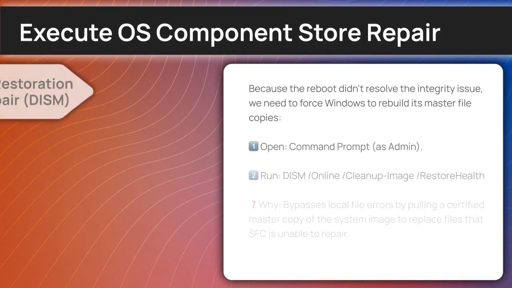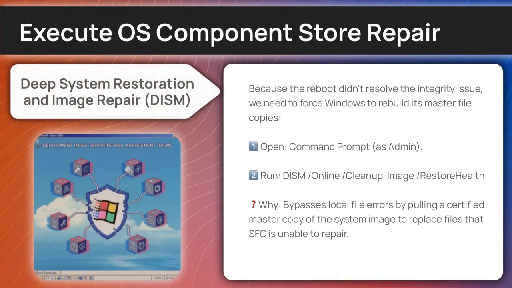Restart unsuccessful? No problem. Let's jump straight into step 3. Remember to pause the video if you need to double-check your inputs. Because the reboot didn't resolve the integrity issue, we need to force Windows to rebuild its master file copies. First, open command prompt as admin. Second, you're going to type DISM /online /cleanup-image /restorehealth, then hit enter.